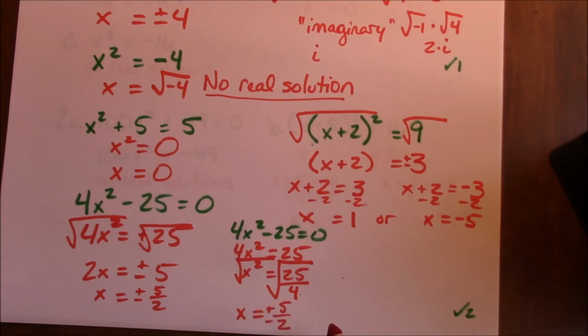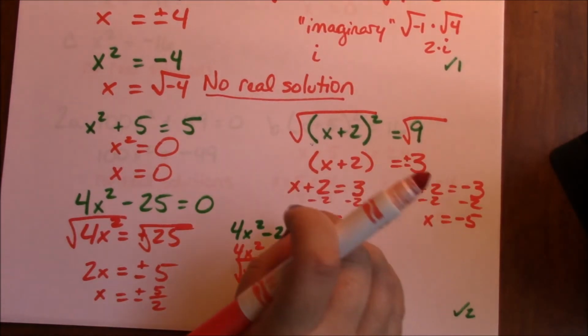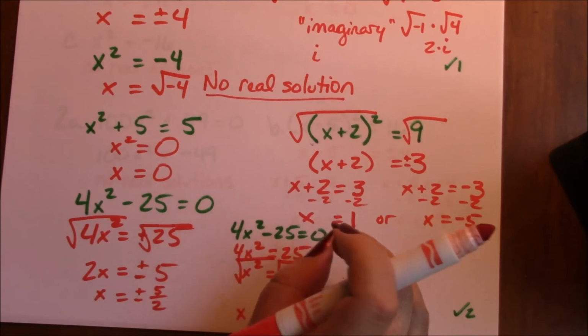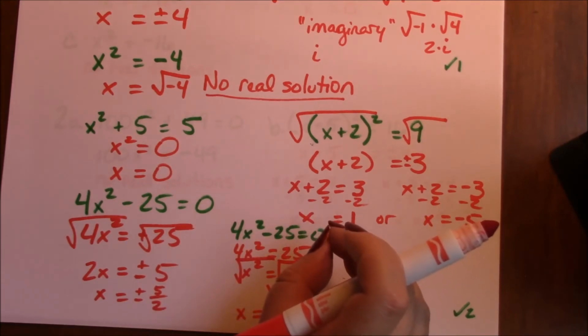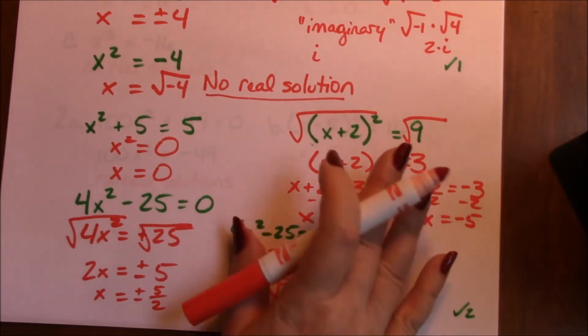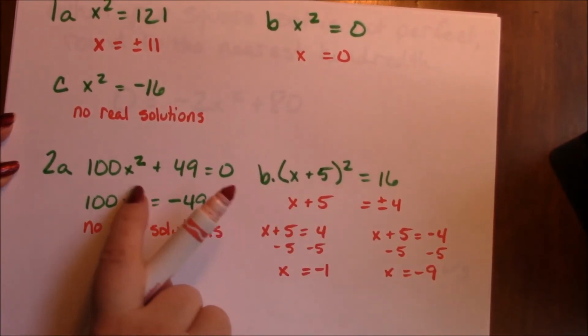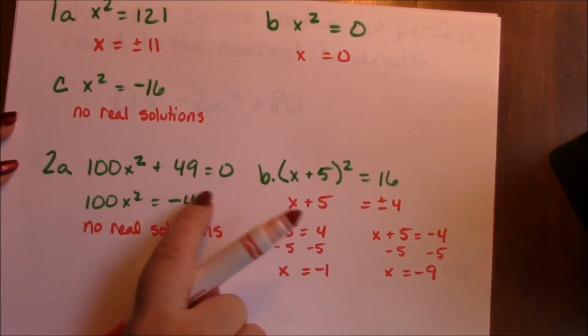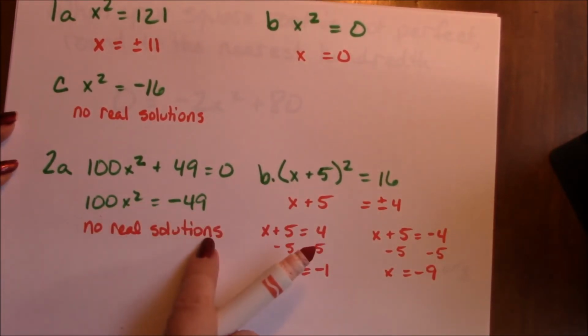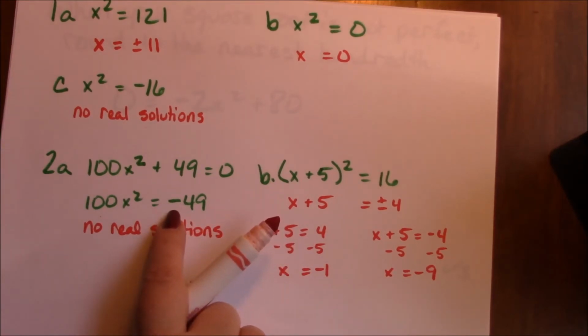Okay? Pause here and try Check It Out, number 2, on the bottom of page 657, and come back when you're done. Check It Out, number 2. We subtracted 49 from both sides, and that gives us no real solution because this answer is a negative number.